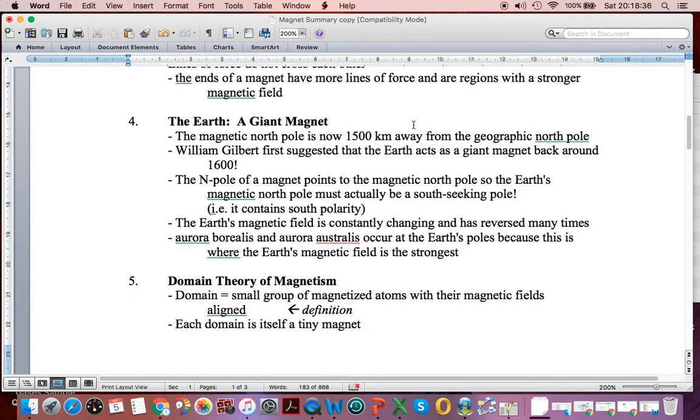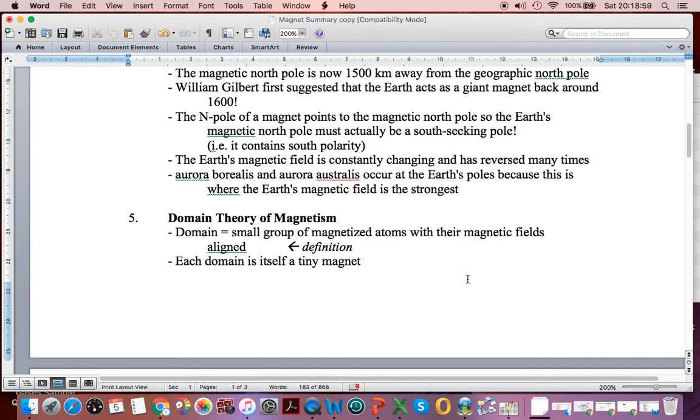So the Earth is a giant magnet, and we've known about this for 400 years, it appears. And we know the north end of a compass needle is attracted to the north end of the Earth, so the north magnetic pole of the Earth actually has south polarity. It's a south-seeking pole. We know the Earth's magnetic field wanders and that it is reversed. We also know that the Earth's magnetic field plays a role with the northern and southern lights.